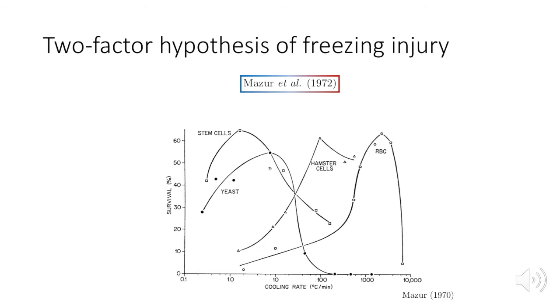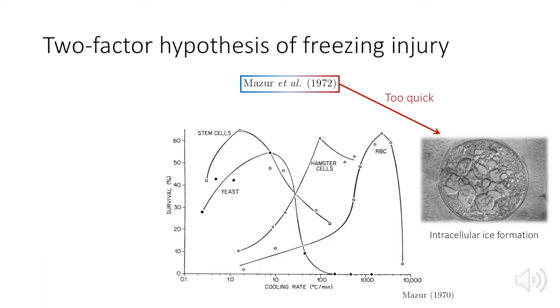The main ideas behind the quantification of cell damage in our model come from the two-factor hypothesis of freezing injury introduced by Mazur and co-authors in the 70s. This hypothesis comes from the observation that there's an optimal cooling rate to maximise cell survival for a given cell type, as can be seen from this figure. You can also see that different cell types have different optimal cooling rates.